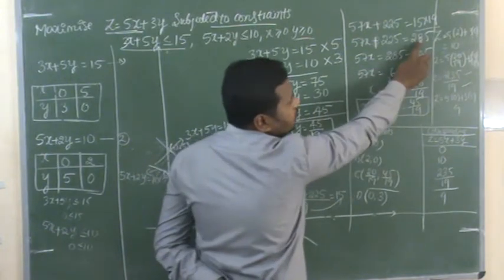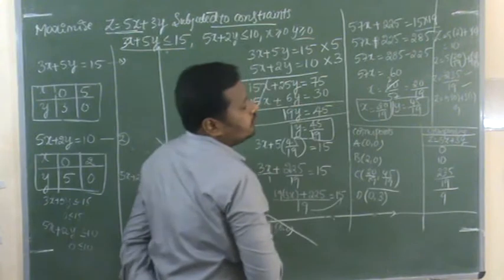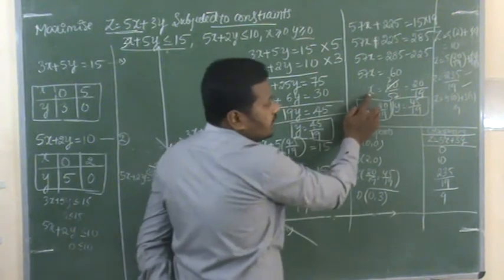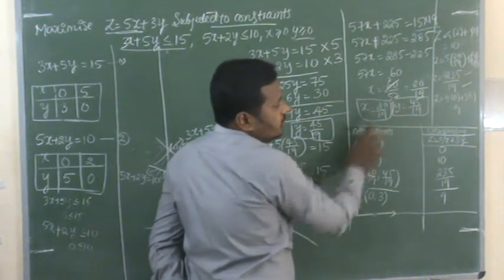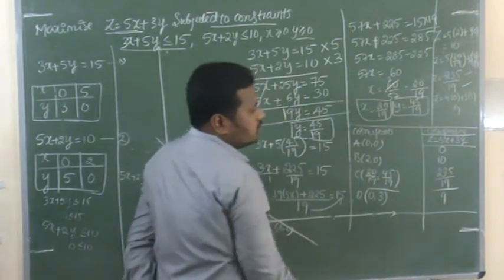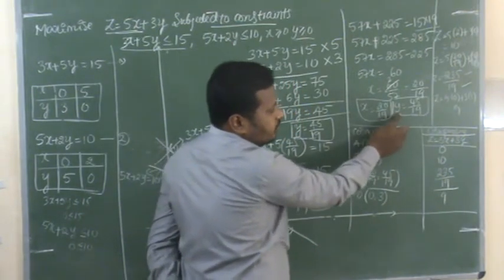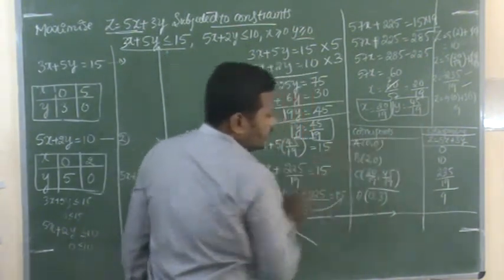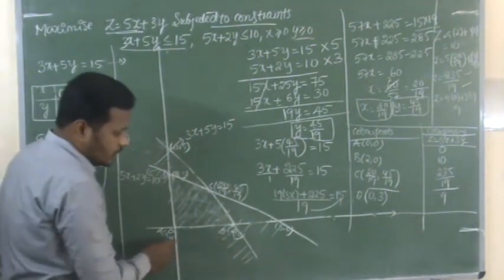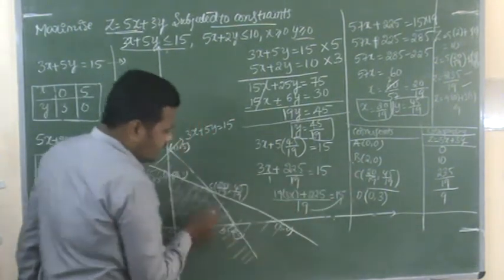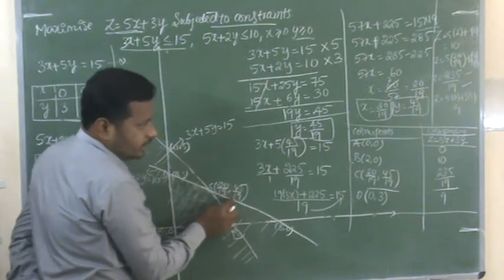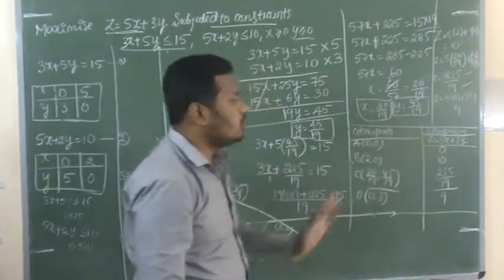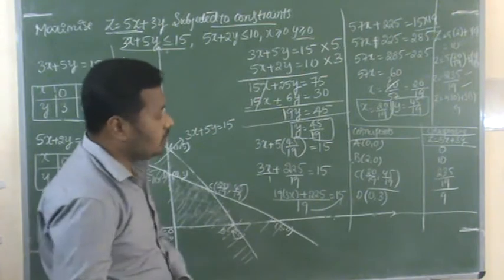57x is equal to 285 minus 225. Now 57x is equal to 60. Therefore x is equal to 60 divided by 57, and we get 20 divided by 19. Therefore the x value is 20 divided by 19 and the y value is 45 divided by 19. Now the corner points are A (0, 0), B (2, 0), C (20/19, 45/19) and D (0, 3). These points are substituted into the objective function, and we get the maximum value.